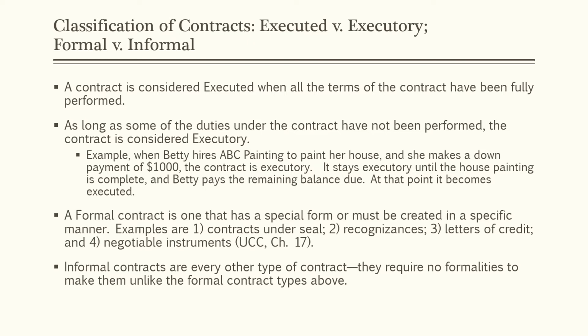Informal contracts are every other type of contract. They can be very complex, they can be 100 pages, but they're still considered informal because they require no formalities, unlike formal contract types.